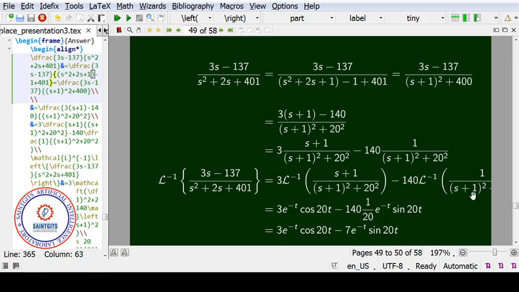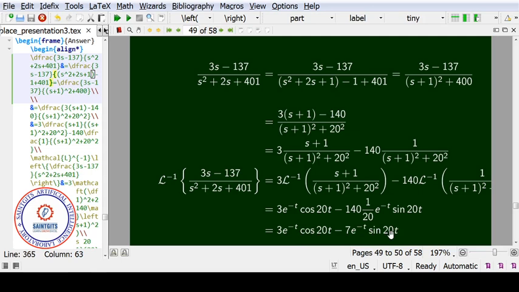So multiplication by e raised to at, here a is equal to minus 1, so e raised to minus t. Then there is only 1 by (s square plus a square), that is 1 by a. I put 1 by a, 1 by 20 here. 1 by (s square plus a square) is sin 20t. So the final answer is 3 into e raised to minus t into cos 20t minus 7 e raised to minus t into sin 20t.